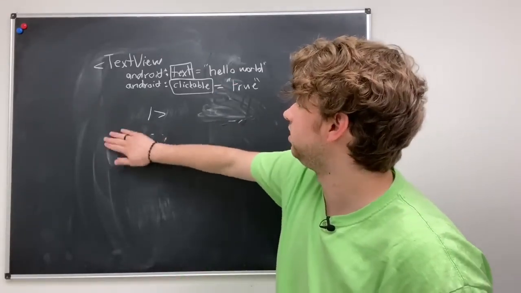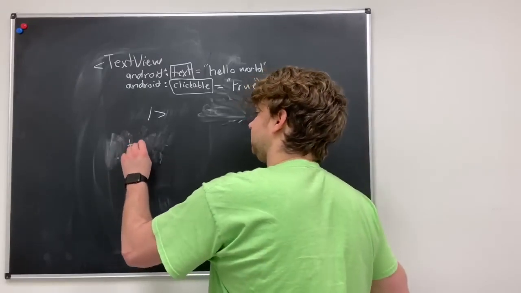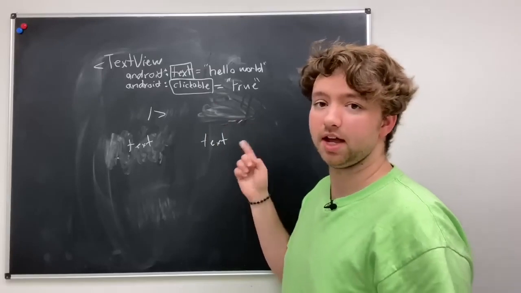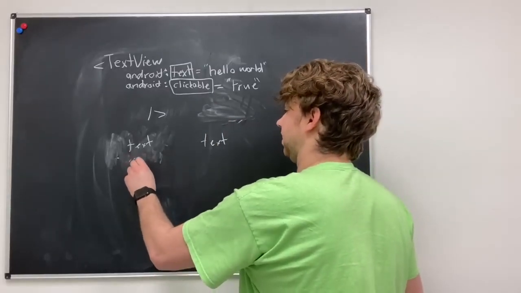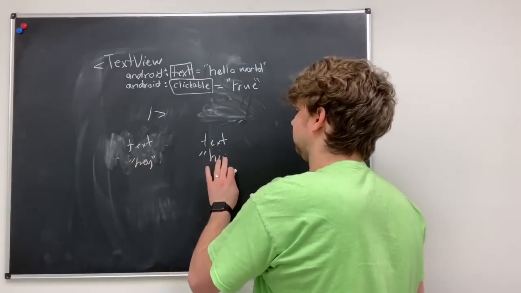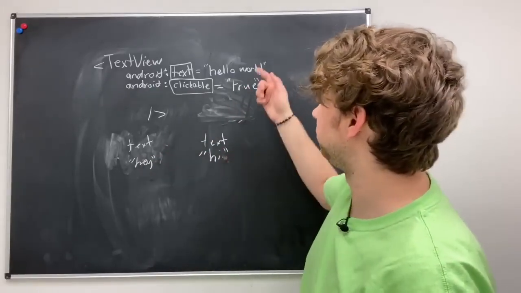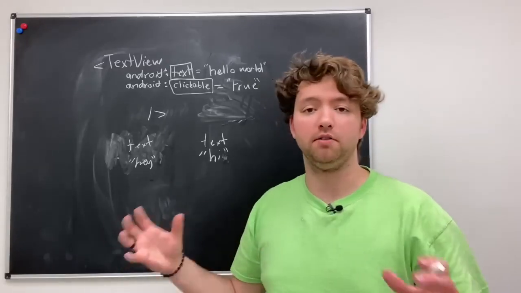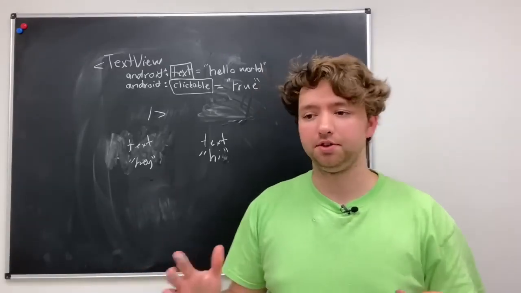And also, if you have two of the same types of views, for example, if we have a text view and we have another text view, these values are going to be set independently. So this one's going to have its own value, and this one will have its own value. This one can have clickable true, and this one can have clickable false. It just depends on what you want for each individual view. So that's your basics of attributes, nothing too crazy.